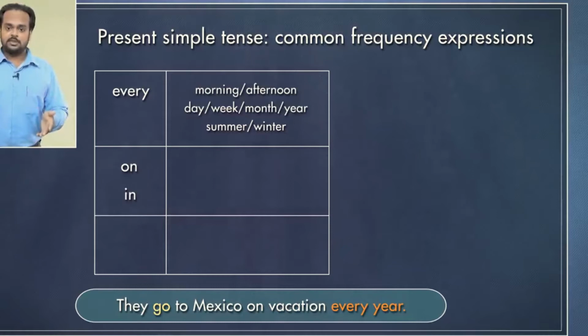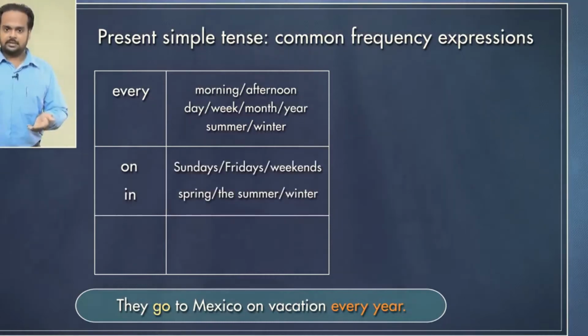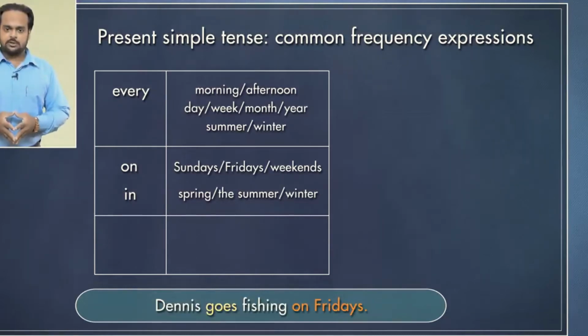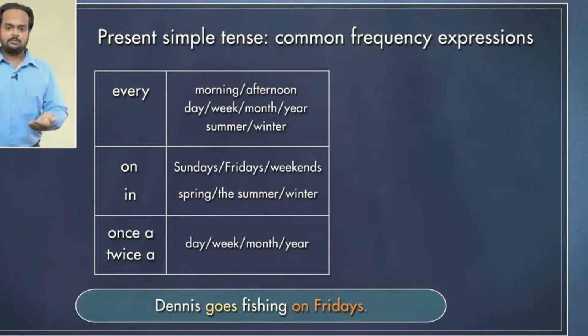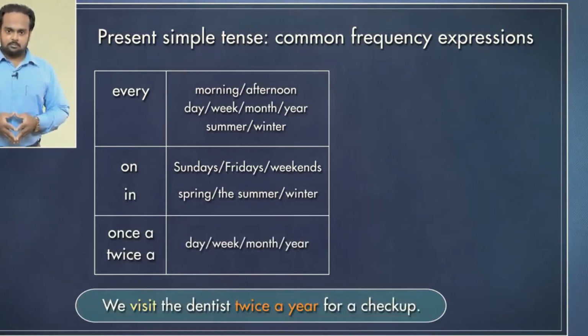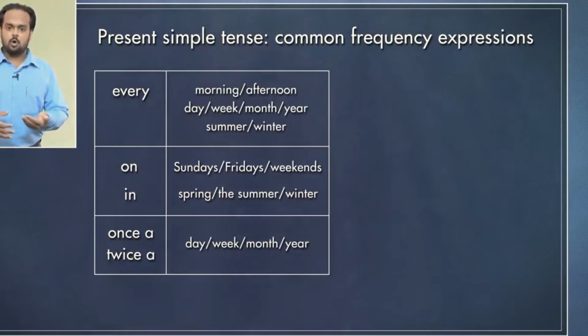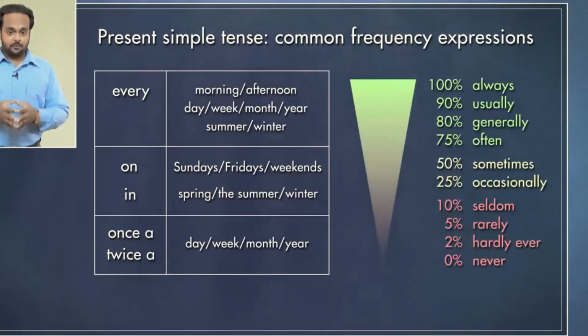You can also use prepositions like on or in, as in Mike visits his parents on weekends, or Dennis goes fishing on Fridays. And then there are expressions like once a week, 3 times a year, etc. For example, we visit the dentist twice a year for a checkup. Apart from these expressions, we also use what are called frequency adverbs. If you remember, one of our examples was Emma usually has dinner at 8:30. The word usually is a frequency adverb. There are many others like this.